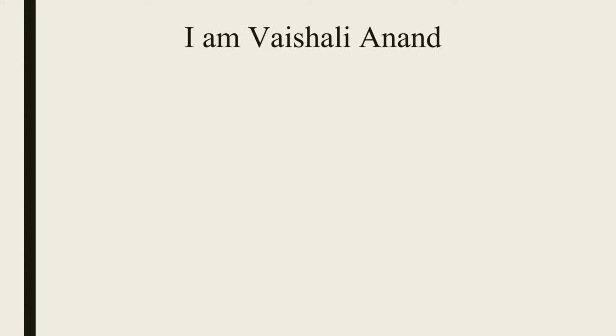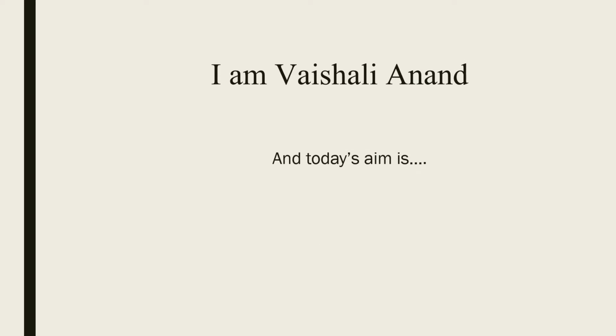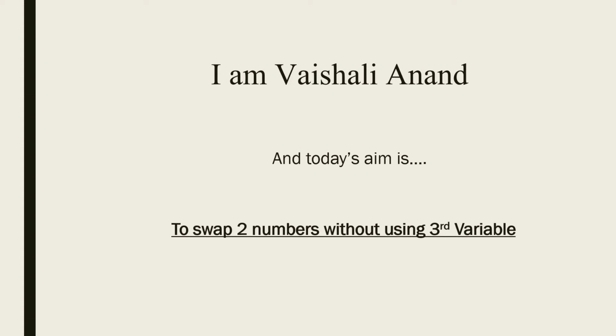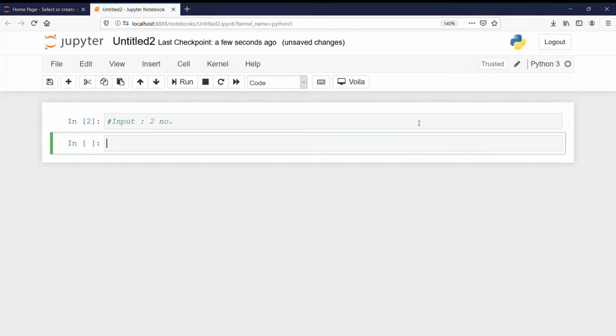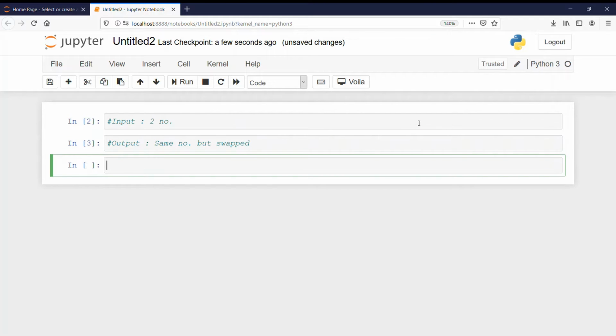I am Vaishali Anand and today's aim is to swap two numbers without using the third variable. Let's start writing our program, but before that we must see what will be our input and output. Input is any two numbers and output is the same numbers but swapped. The main task here is that we don't have to use a temp variable.